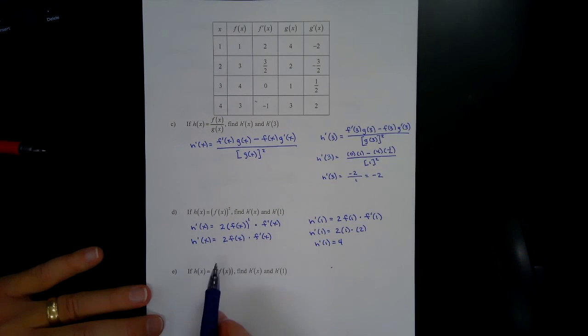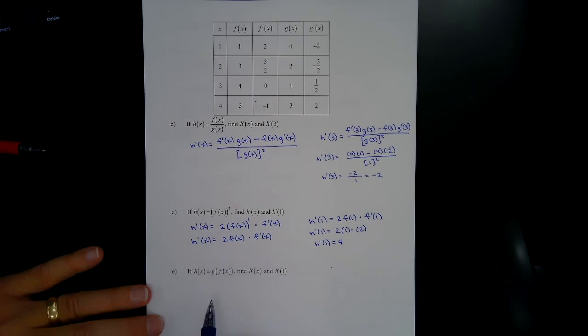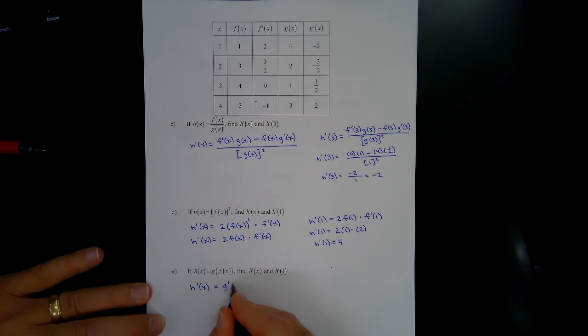And then the last one, that was a chain rule, right? This is the first one where we had to deal with the chain rule. And this one right here is also going to be the chain rule because h of x is equal to a composite. So h prime of x would equal the derivative of the outside function, which would be g prime of f of x, times, and then the derivative of the inside function, which would be f prime of x. So that's h prime of x.